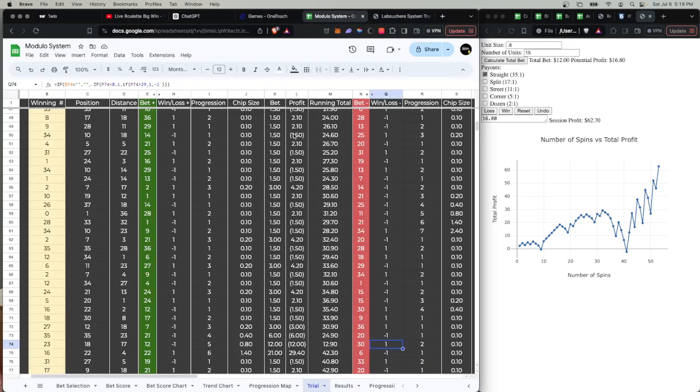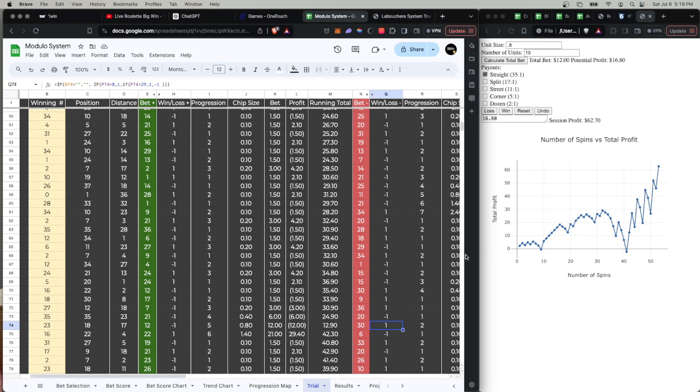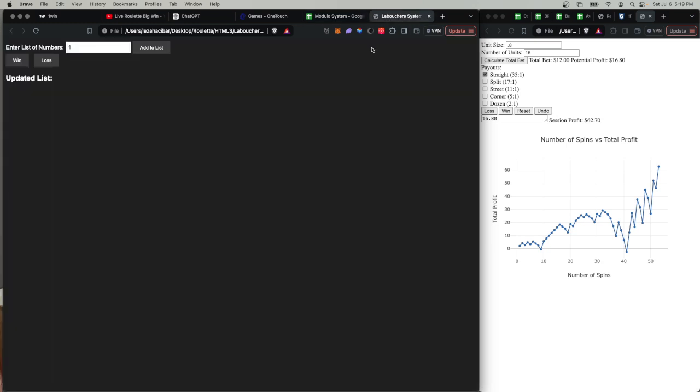So if we were to check, our running total normally would be, where are we at? So our next win would have been the next hand, or the next spin. So that would have been 42. So we're up 20 extra bucks by using this progression. So let's continue.